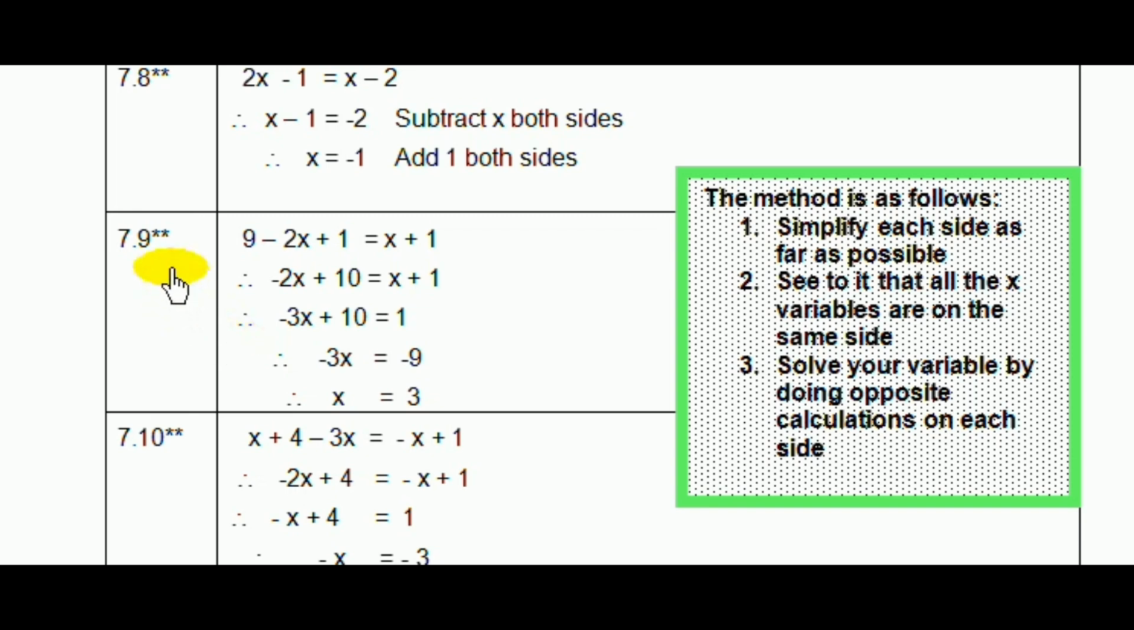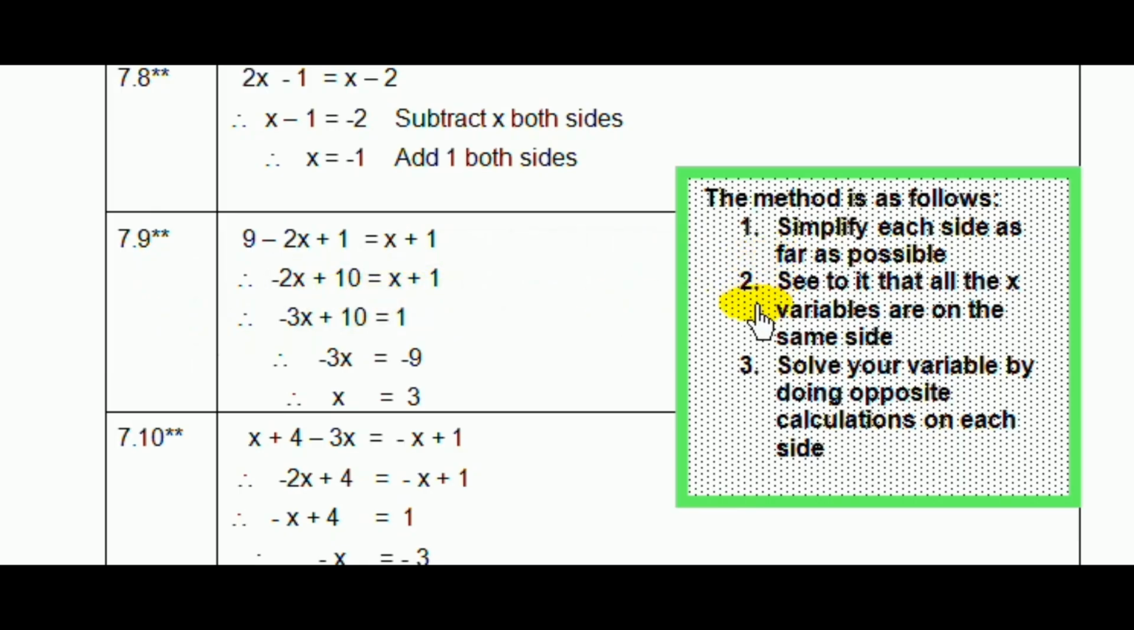This question now, 7.9, solve for x. Before you start, I've written down all the steps. The method is as follows. Firstly, simplify each side as far as possible. Now, what can we do there? You can add the 9 and the 1 to get to that 10. And that's about all. And the right-hand side is simplified. You cannot get further than that.